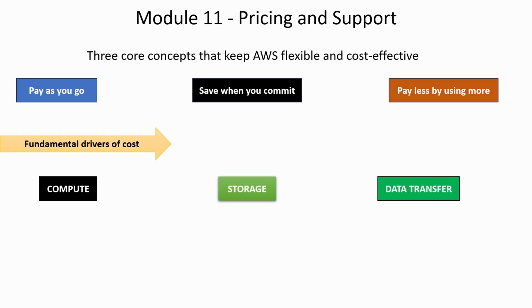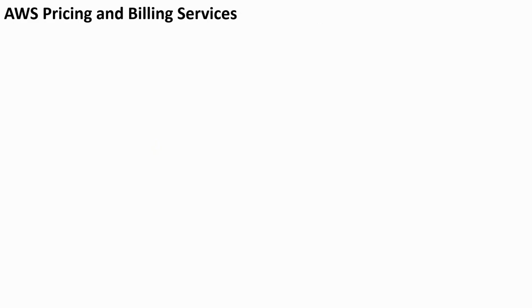Now let's talk about AWS pricing and billing services. AWS provides a suite of purpose-built tools to help you track and manage these costs, like AWS Organizations. Think of this as your command center. It's perfect for centralized management. You can group accounts, apply security policies across the board, and most importantly, consolidate your billing into a single payment method.